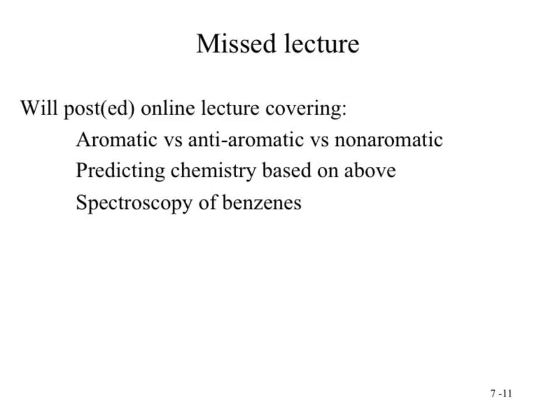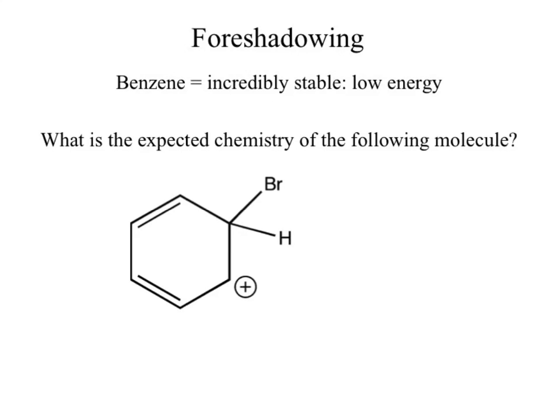Those are our lessons from chapter 17. Beyond that, it's a bunch of nomenclature stuff that you just have to look at the rules for. Okay? So, a little bit of foreshadowing. Benzene, incredibly stable, low energy. What would we expect the chemistry to be for this molecule?